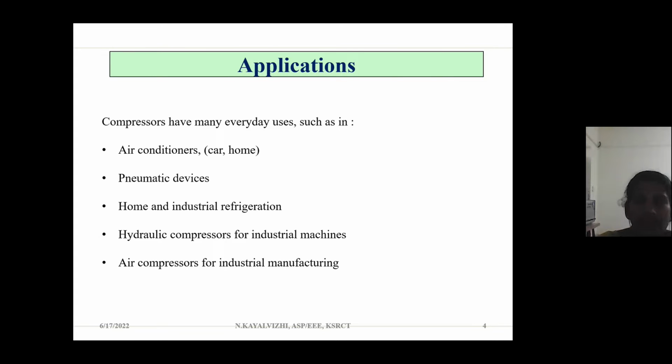Coming to the applications of compressors, compressors are used in everyday life, such as air conditioning systems, pneumatic devices, home and industrial refrigeration, hydraulic compressors for industrial machines, and air compressors for industrial manufacturing.